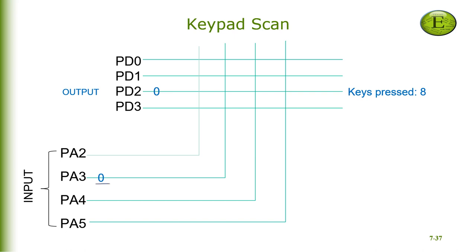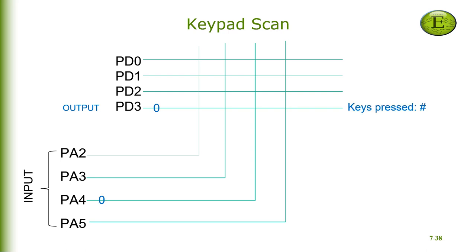And you can imagine if the key press was 7, just for the sake of another example, it would have brought 0 over here. That's when these two wires are short-circuited. This key 7 was over here. And finally, when we're scanning the third row and hash was pressed, again, we can see that because this is the third column, or the column number 2, this is going to input 0 at PA4.